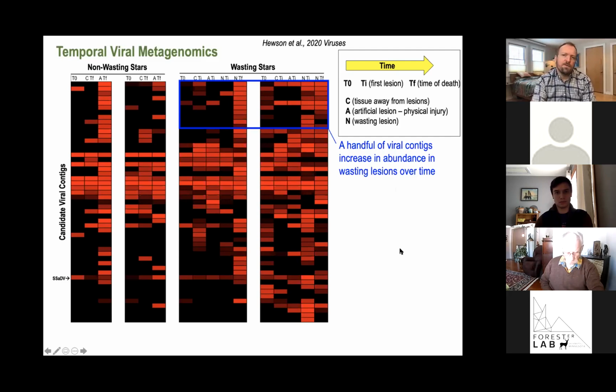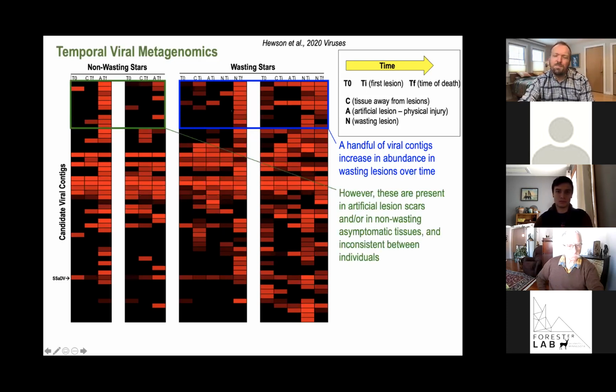We had a handful of viral contigs increase in abundance in wasting lesions over time, all right? So here you can see they were relatively rare at the beginning, but they became super abundant at the end of the experiment once those natural lesions occurred. But the problem was we looked at those and they were present in the artificial lesion scars or control tissues of the non-wasting animals. And so we thought, all right, you can't really say that anything in here is maybe related to the disease simply because we find it in animals that are totally fine as well.